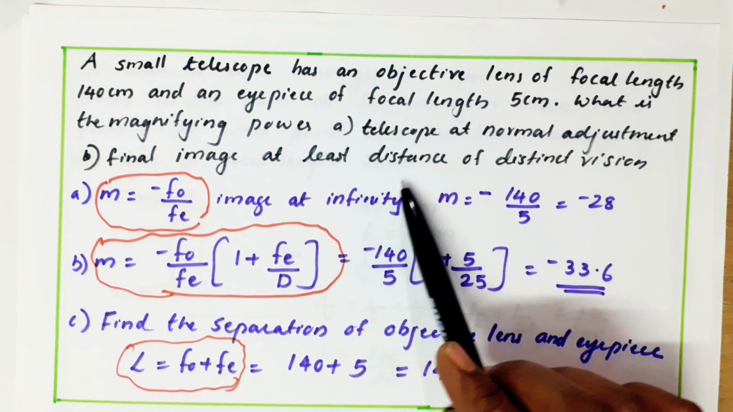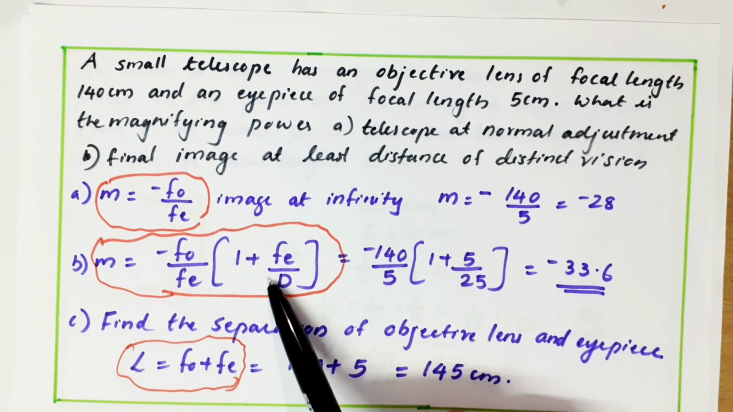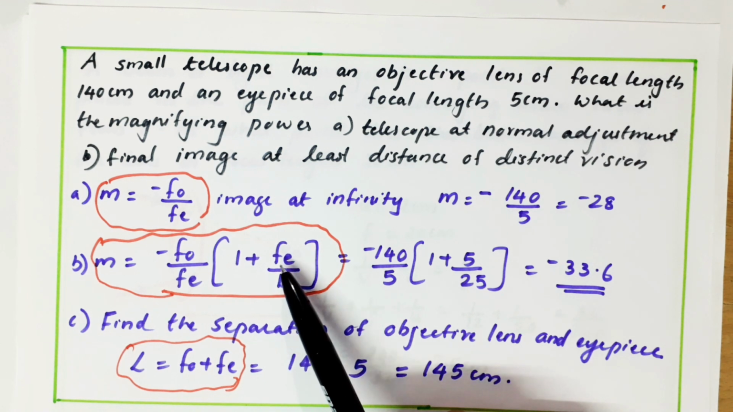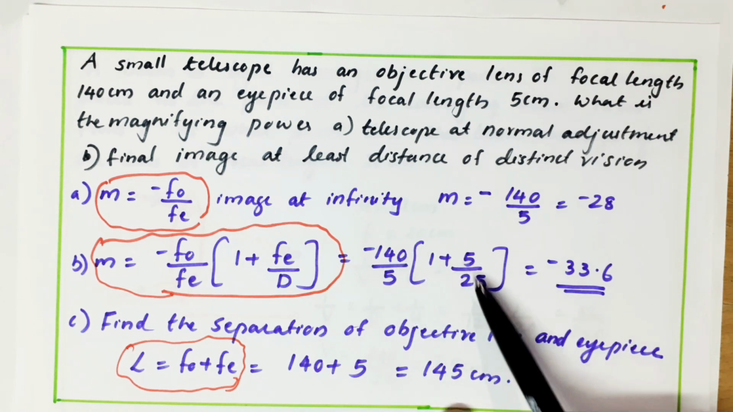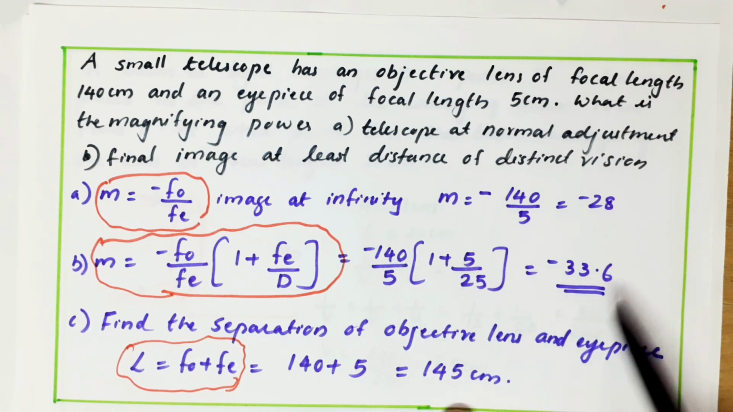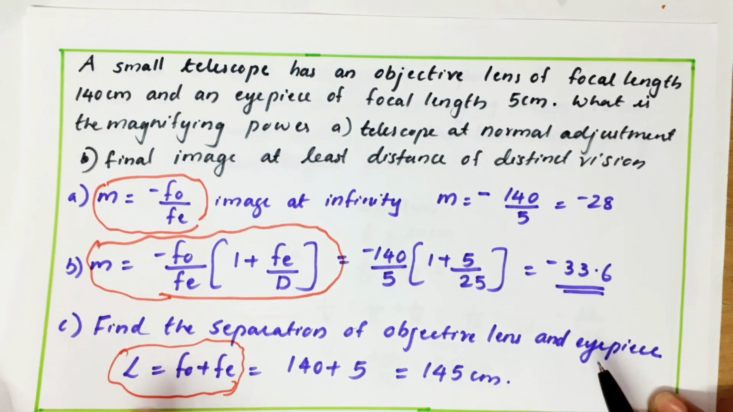Final image at least distance of distinct vision is minus FO by FE into 1 plus FE by D. You should remember the equation, magnification of telescope when the final image is at least distance of distinct vision. Minus 140 by 5 into 1 plus 5 by 25, that is minus 33.6. Length of the telescope is very simple, FO plus FE. That is 145 centimeter.